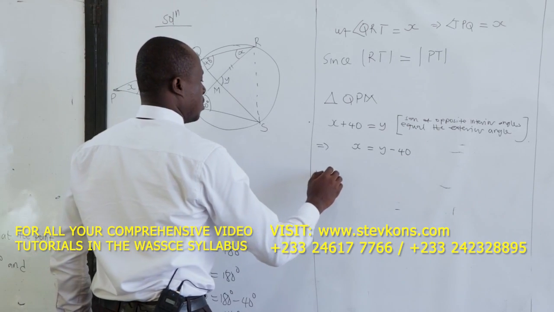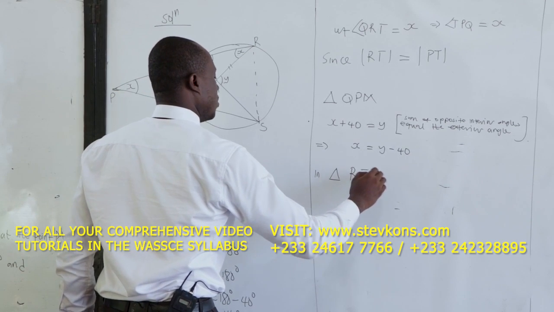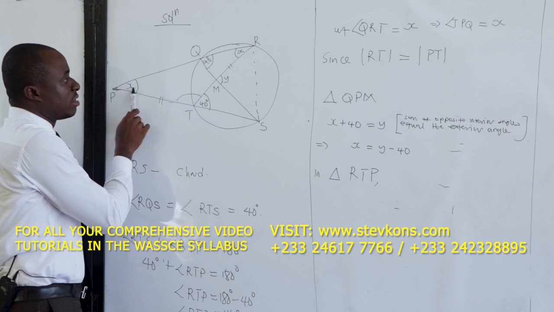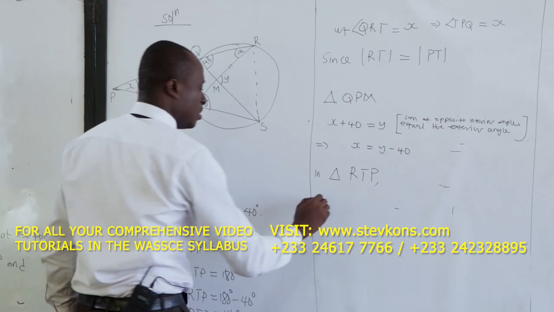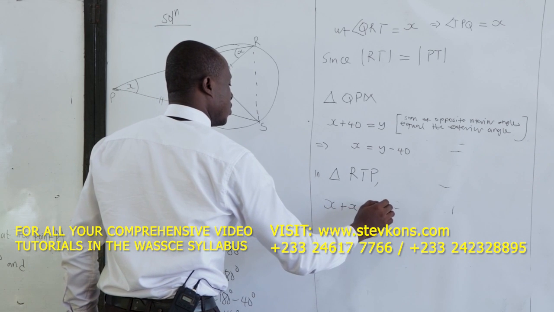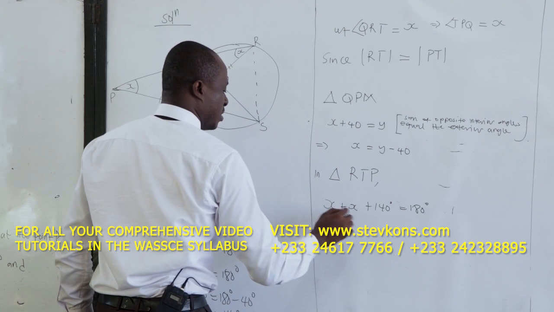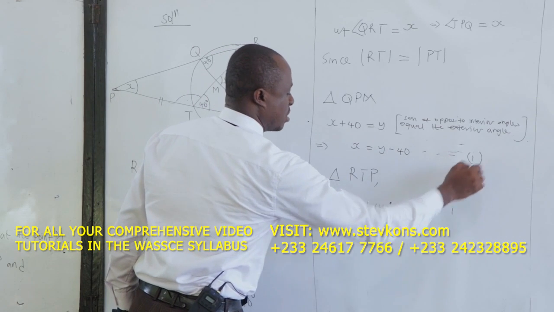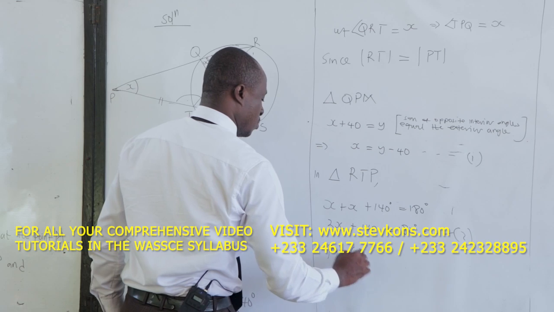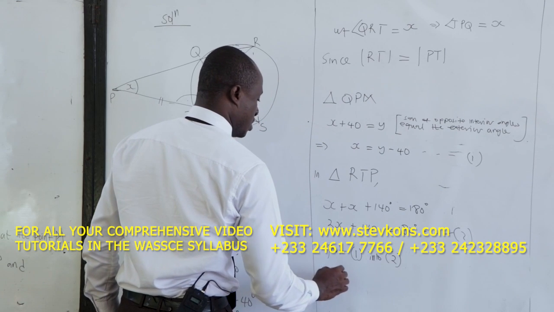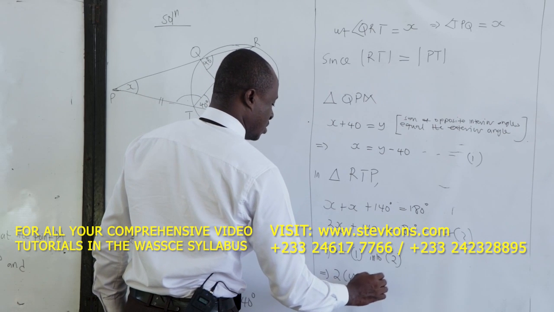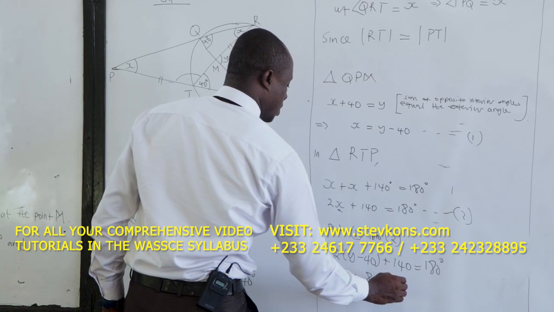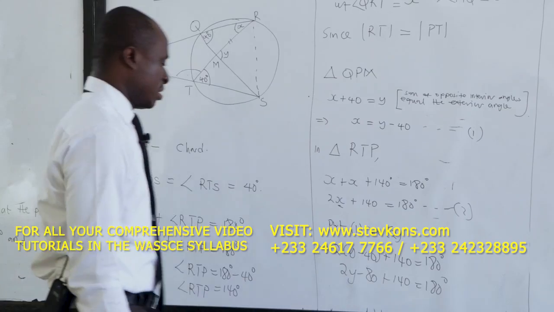Now in this triangle RTP, we know the sum of angles in a triangle equals 180. So the angle here plus the angle here plus the angle here should equal 180. So you have x plus x plus 140 equal to 180 degrees. Now this will give us 2x plus 140 equal to 180 degrees. Let's say this one is equation 1, this one is equation 2. So put 1 into 2. What is the x? y minus 40. This gives us 2y minus 80 plus 140 equal to 180 degrees.